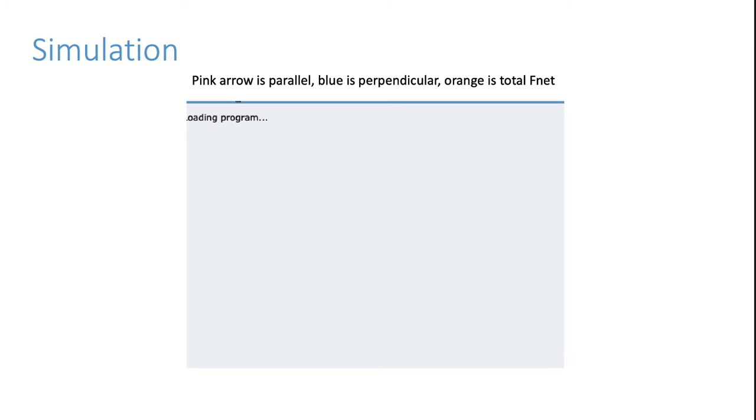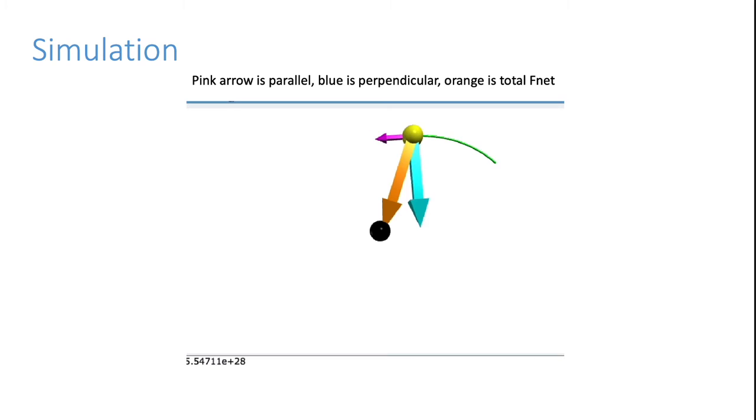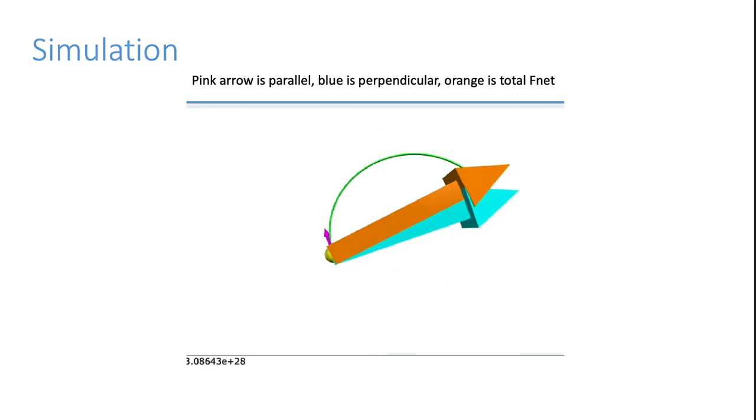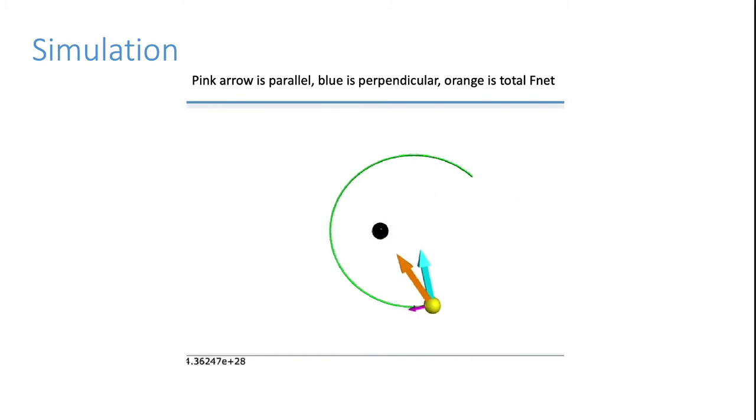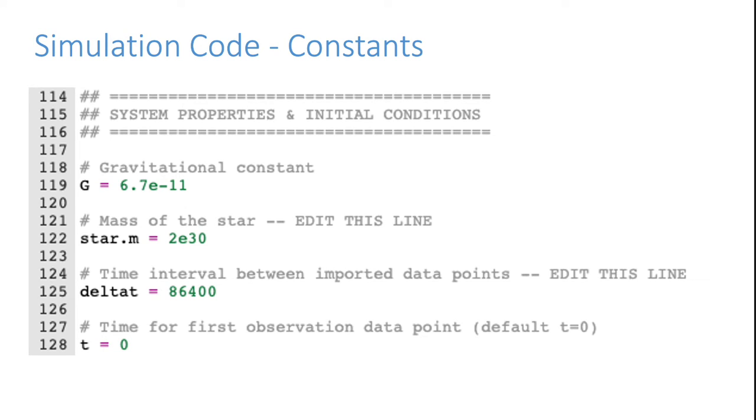Here's my simulation being played in GlowScript. The pink arrow is the parallel force, the blue arrow is the perpendicular force, and the orange arrow is the total F net. The constants that I used in my simulation code were gravity, big G, being 6.7e-11, the mass of the star being 2e30 kilograms, and the delta t being 86,400 seconds, or 1 day, and the start time was 0 seconds.